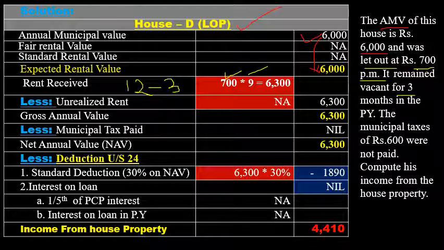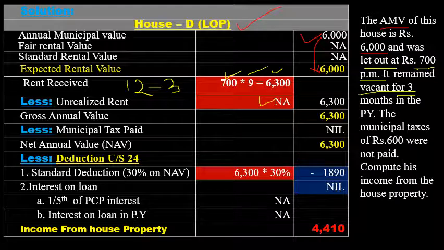12 months minus 3 months vacancy, unoccupied. So rent received or receivable is only for 9 months. So that is 700 into 9 months, total 6300 is the rent received or receivable. Why for 9 months? Because of vacancy for 3 months. The house was let out only for 9 months, so rent can be received only for 9 months. So the rent received or receivable for 9 months is rupees 6300.